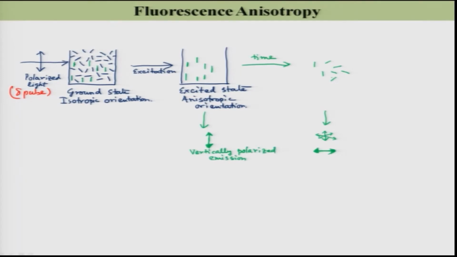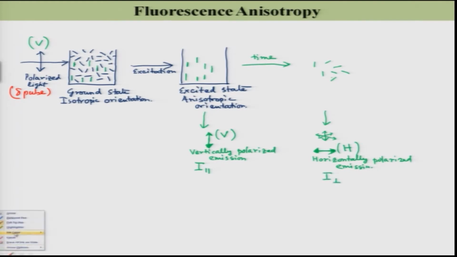So, this vertically polarized emission intensity, I refer to as I parallel with respect to the excitation. Excitation is also vertical, emission is also vertical. So, this is parallel, and if this is the horizontally polarized emission, so this is horizontal, and this can be referred to as the I perpendicular.